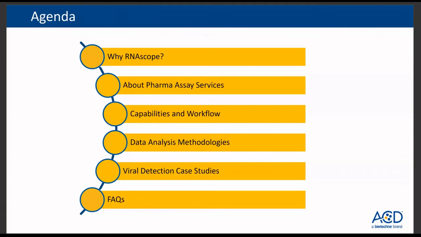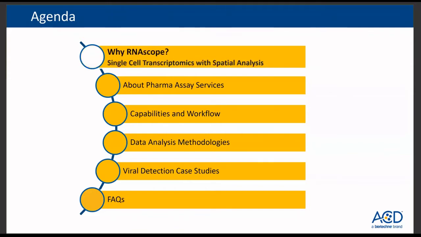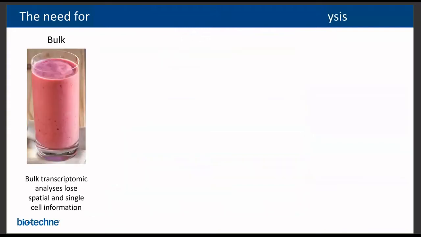We'll walk you through all of these, and then we'll wrap this up with some interesting viral detection case studies, and we'll talk a little bit more about the trending viruses and how they can be detected by our RNAscope ISH analyses. Okay, so when we get started, let's see what RNAscope is and how we can use it to combine single cell transcriptomics with spatial analyses.